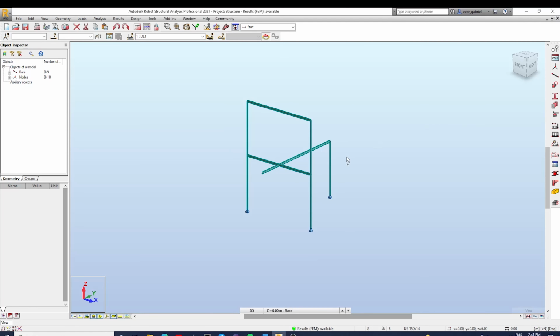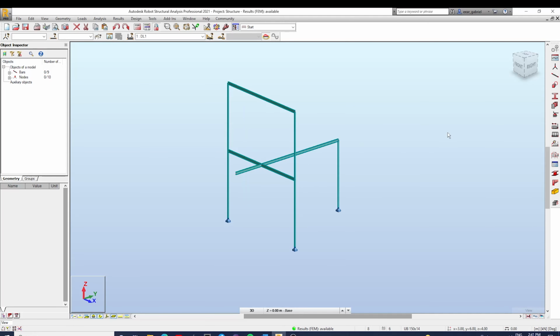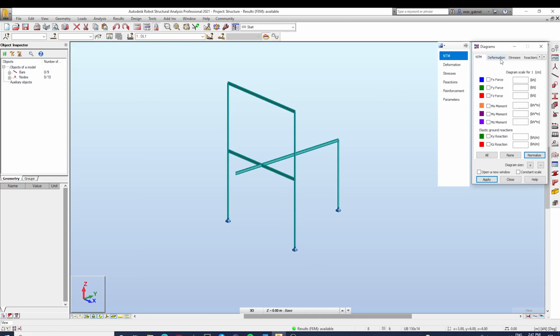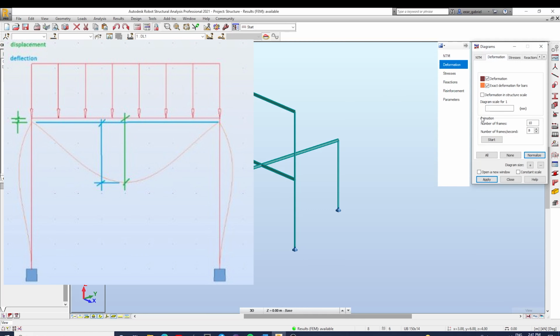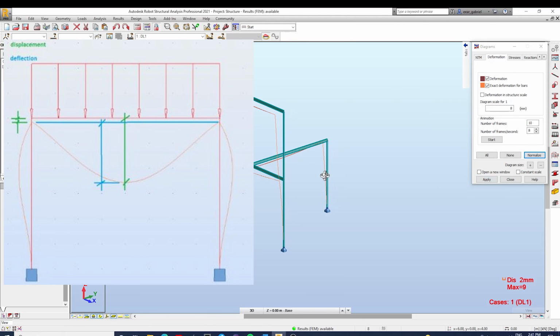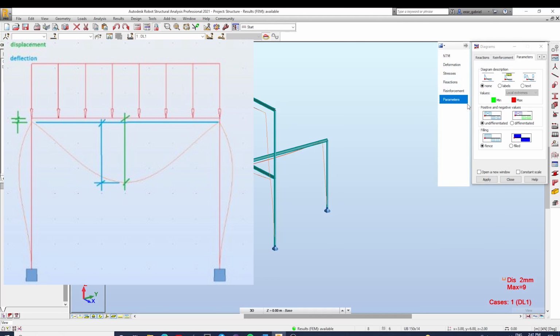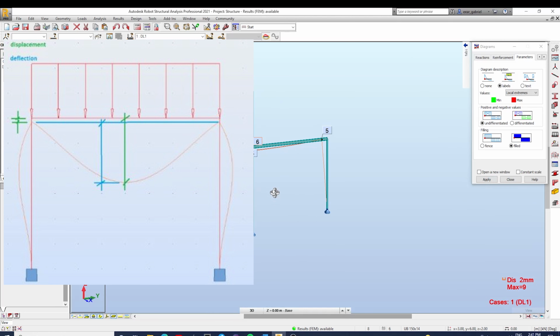Next, it's important to understand the difference between global deflection or displacement, like Robot calls it, and the member deflection itself. So displacement is the distance from the original position of a point to its final position on the deformed shape, while deflection is the distance from the supports of this beam to a point on the deformed shape.